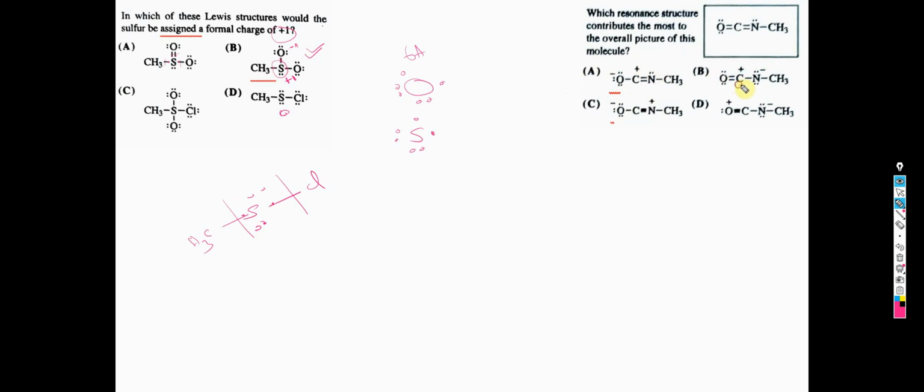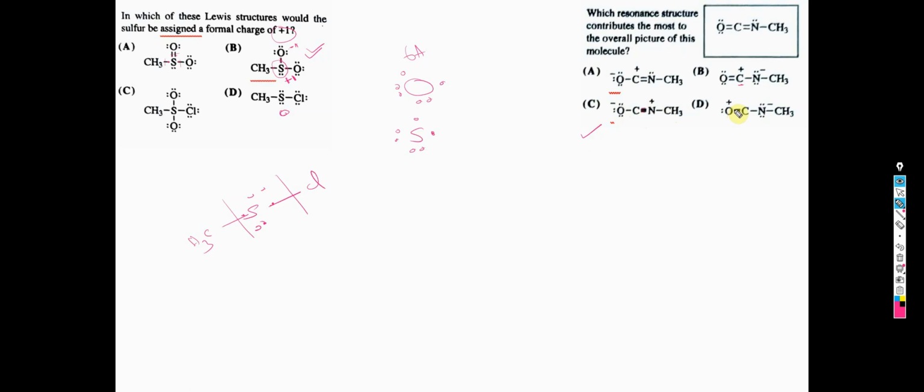Again, carbon here does not have an octet because it has only 3 bonds and a positive charge. Here, if you look at this, oxygen has an octet, carbon has an octet. This is a triple bond. It's not clear here, but I'm sure if you have this question in the exam, it will be clear to you that it's a triple bond. So carbon here has an octet, oxygen has an octet, nitrogen has 4 bonds. Even though it's a positive charge, it is still an octet. So this structure seems fine.